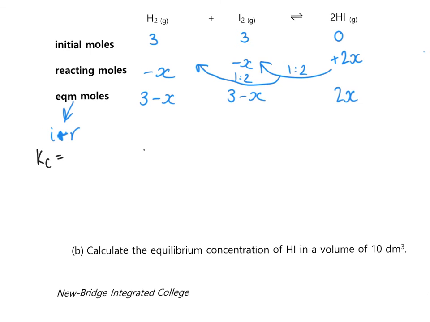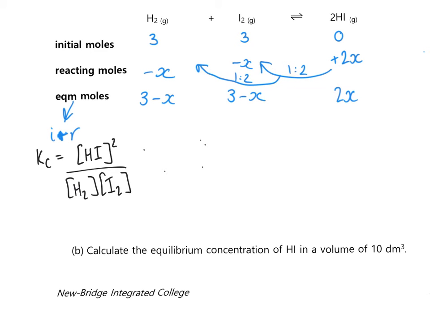Kc is the concentration of your products over the concentration of your reactants, raised to their power. This is going to be the concentration of HI squared over the concentration of H2 times the concentration of I2. Okay, what do I do now? Find your units.